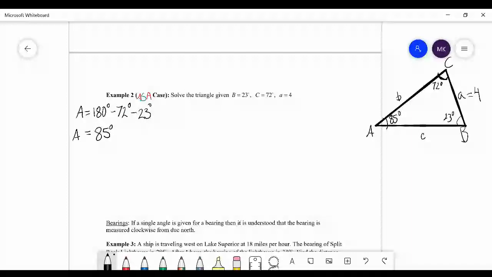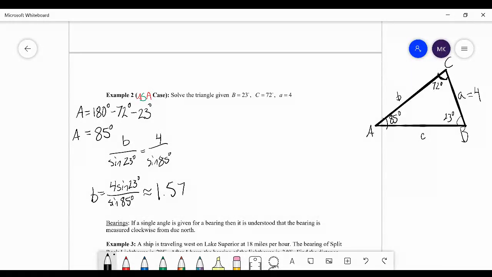Again, since we're trying to find our side lengths, we are going to use the law of sines, where we have the sides in the numerator. So we'll say we have B over sine of 23 degrees equals 4 over sine of 85 degrees. Now I'm going to spare you some details and just jump. Say that B is equal to 4 sine of 23 degrees over sine of 85 degrees. And then using our calculator, we get that is approximately equal to 1.57.